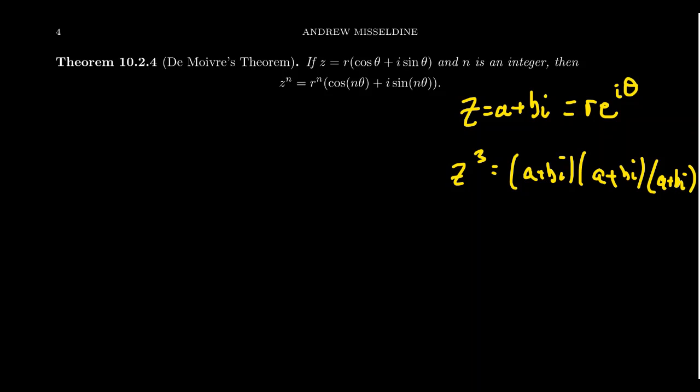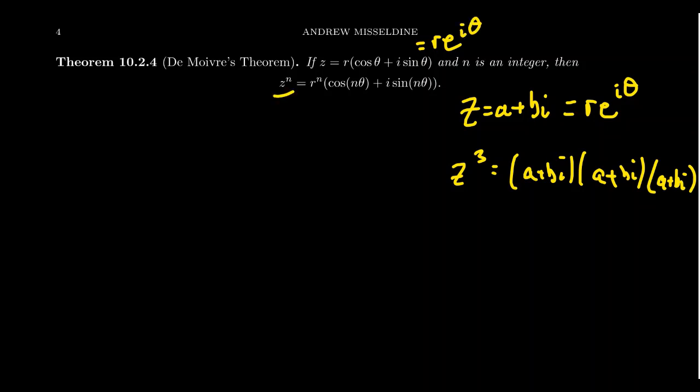De Moivre's theorem makes it a lot easier to do these things because we just utilize the polar form of the complex numbers. So if you have a complex number z, which has the form r times cosine theta plus i sine theta, which remember here r would be the modulus of the complex number, theta is the argument, and this right here is just r e to the i theta, like so.